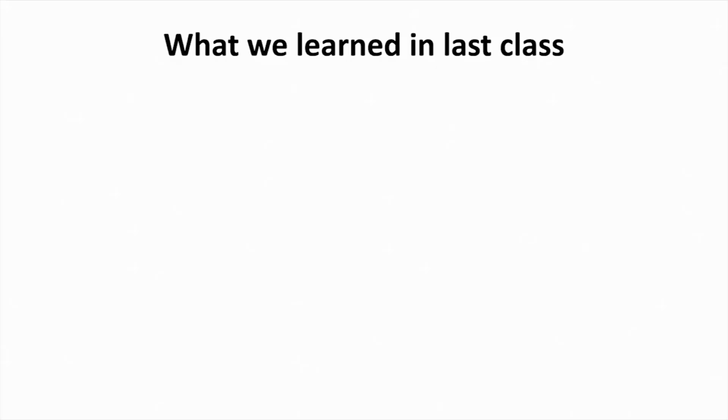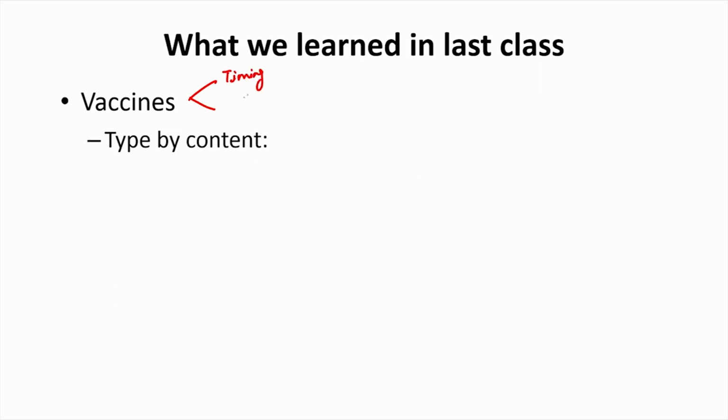So, let us do a quick recap of what we learned in the last class. We had previously talked about dividing vaccines into two types, one through timing and another through content. In timing, we had said that there are prophylactic and therapeutic vaccines depending on when they are given. If they are given before the disease, that is a prophylactic vaccine. If they are given after the disease, that is a therapeutic vaccine.